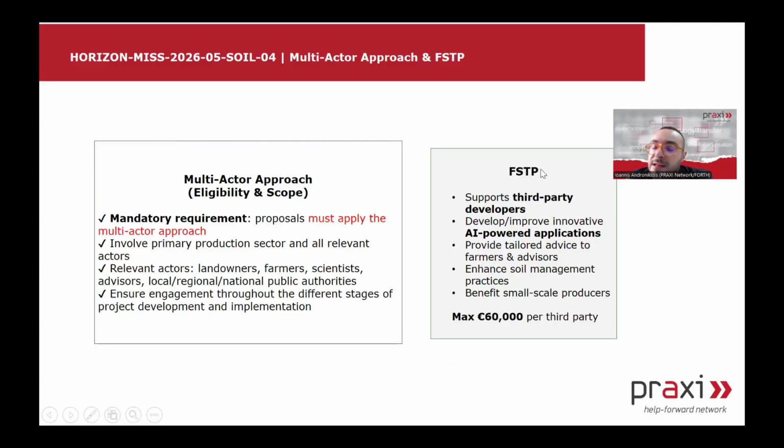Now, we see here that the financial support to third parties is clarified that it should be used to support third-party developers, specifically for the development or improvement of innovative AI-powered applications. These applications should provide tailored advice to farmers and advisors, the end users, leading to the enhancement of soil management practices and essentially benefiting smaller scale producers. The maximum amount is 60,000 euros per third party.